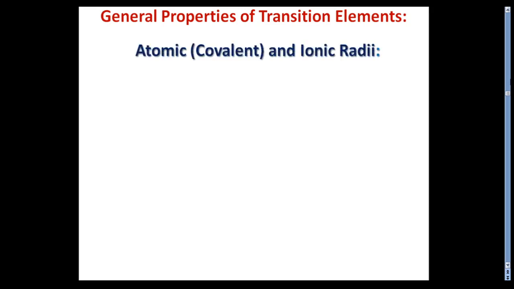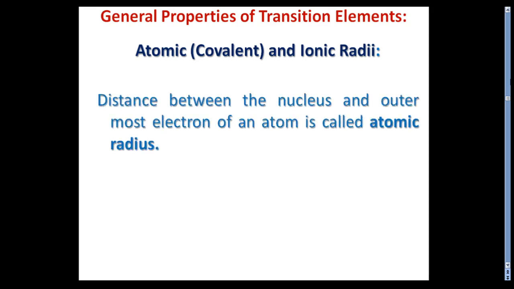The first general property of the transition elements is atomic and ionic radii. First of all, we will discuss the definitions. What is the atomic radius? The atomic radius is the simple distance between the nucleus and the outermost electron of an atom. In other words, it is the distance from the nucleus of an atom to the boundary of its electron cloud.